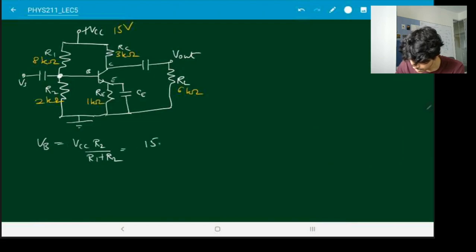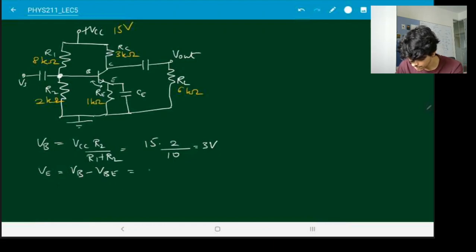So this is 15 times R2 is 2, R1 plus R2 is 10. So this is 3 volts. Then next I want to find out what is the emitter voltage. So VE is VB minus VBE from here. So this is 3 minus, let's say this is a silicon diode, so I'll say 0.7 volts for VBE. So now this becomes 2.3 volts.